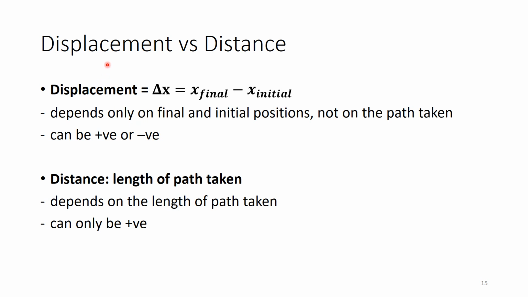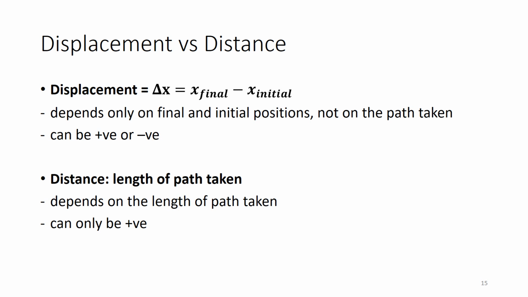All right, so differences here between displacement and distance. So displacement depends on only the final and the initial position, and it doesn't depend on what path you're taking. So you have 2 points, let's say A and B, and displacement is just B minus A or A minus B. Just take into account the final and the initial position. So it doesn't matter whether you went straight from A to B or went through a curved path or however else, the displacement remains the same. And displacement can be positive or negative. Okay, and then distance depends on the length of the path taken.